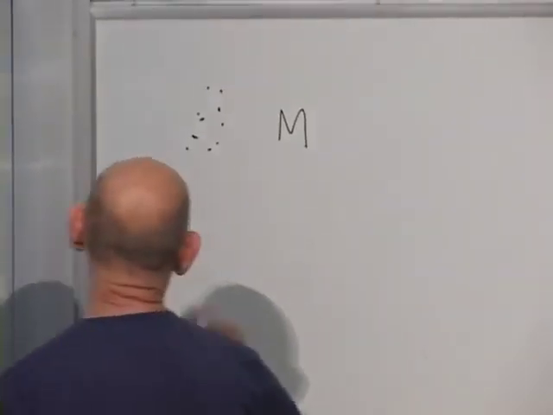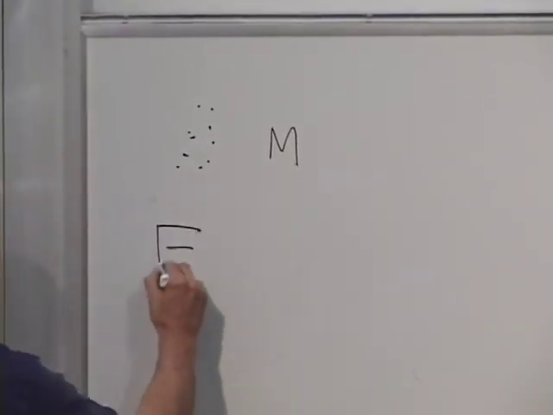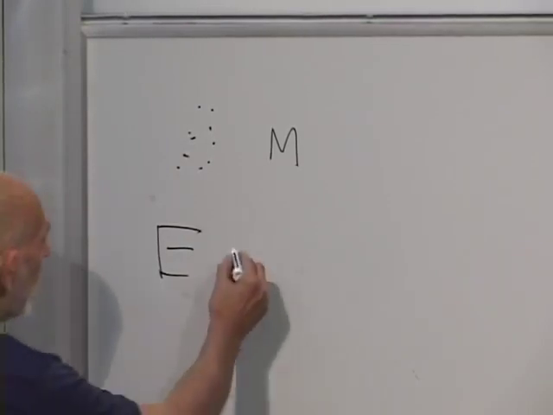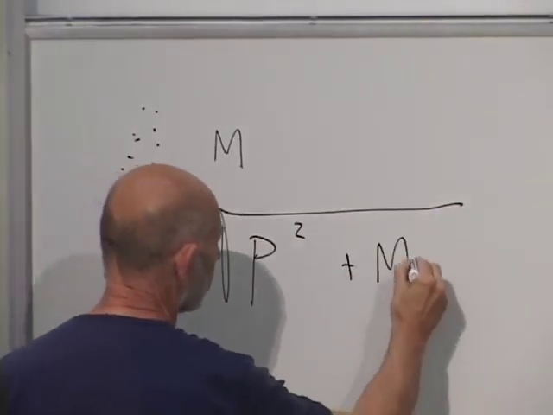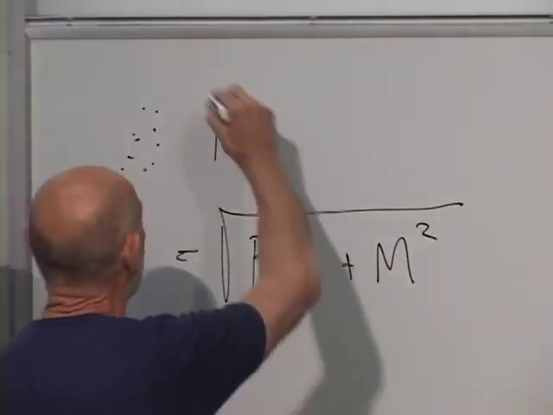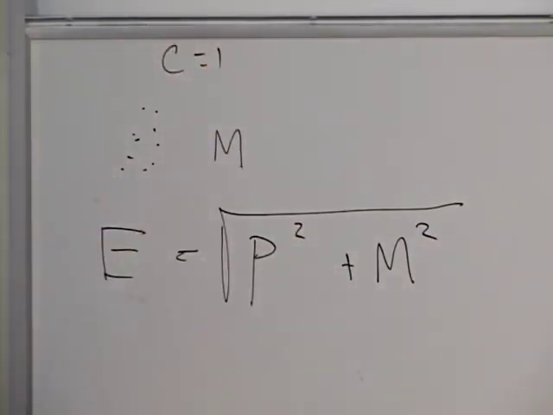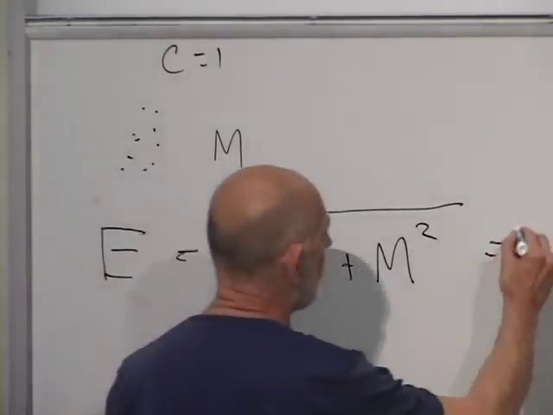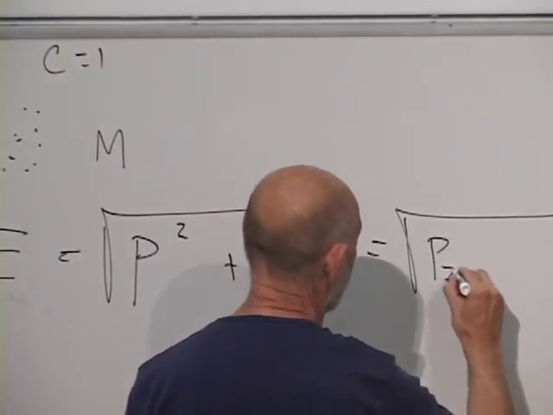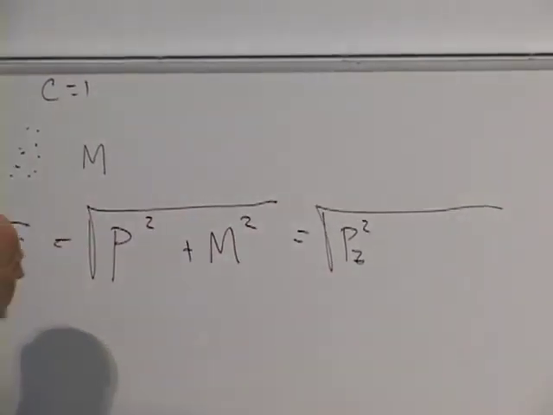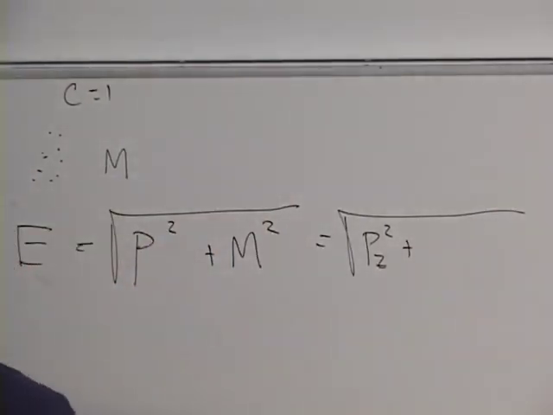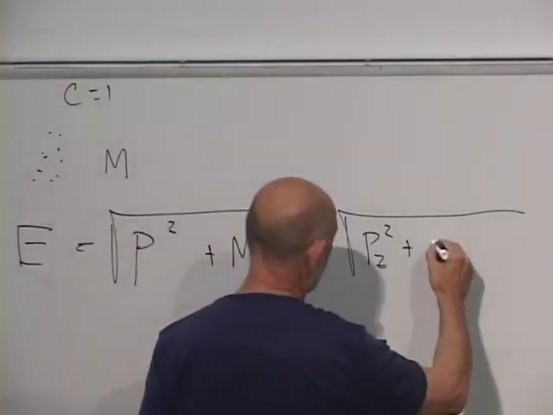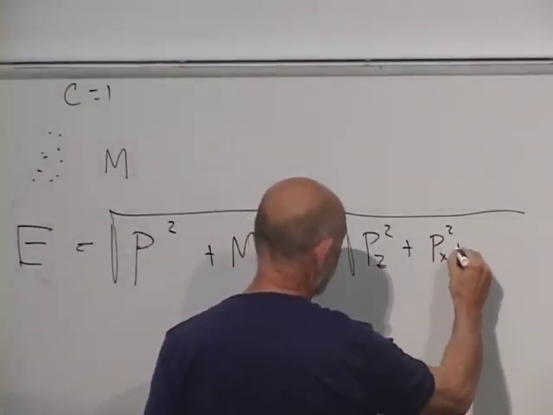Now, what if it's moving? If it's moving, it has an energy which is not just m, it's the square root of the momentum squared plus the mass squared. I've set c equal to 1, speed of light equal to 1. That's the formula for the energy of it. And let's write that in the form square root of pz squared, that's the direction we're going to boost it along, plus px squared plus py squared.